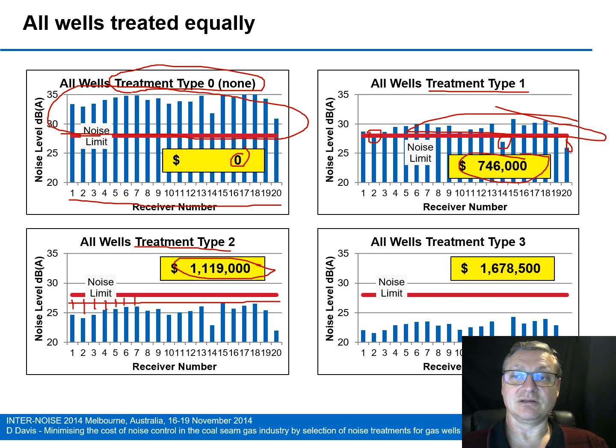If you apply the best noise control treatment, which is type 3, then you achieve even lower noise levels, which means you have wasted even more money. The cost of that option was about $1,678,500.